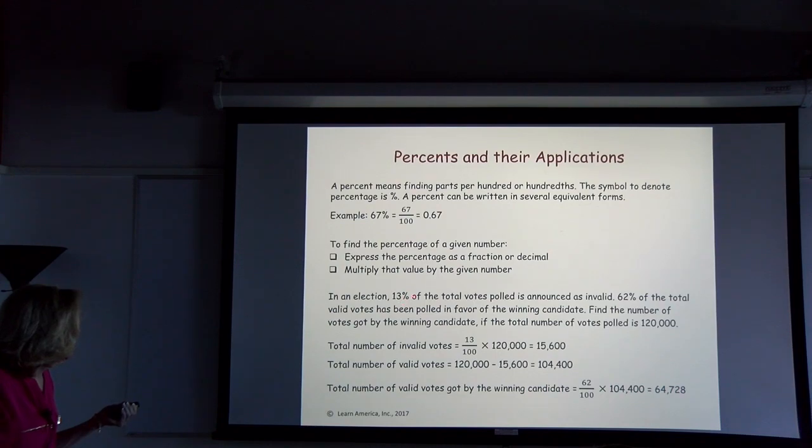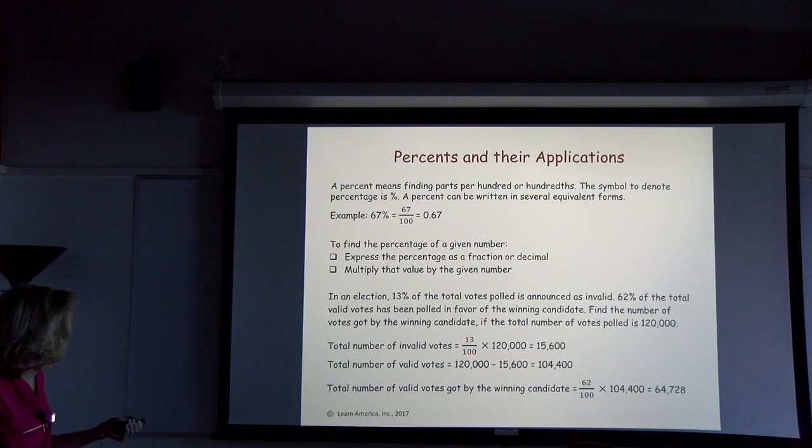I want 62% of the valid votes that were polled in favor of the candidate. But if 13% are invalid, then the difference, 87%, are valid. So the first thing we need to do is find out, and there are a couple of ways of doing this. Again, the 13% are invalid. So we'll find out the total number of invalid votes.